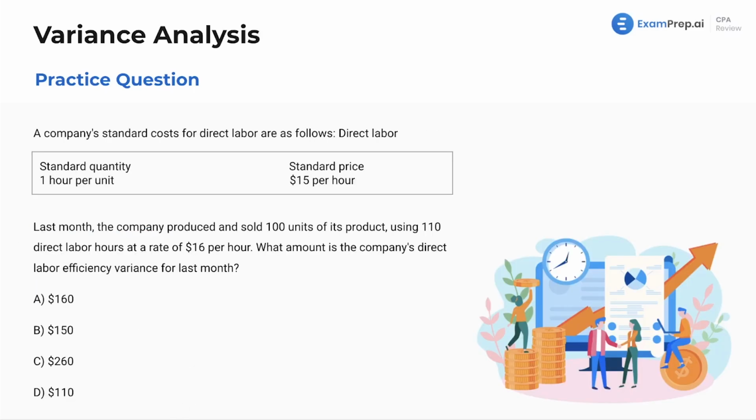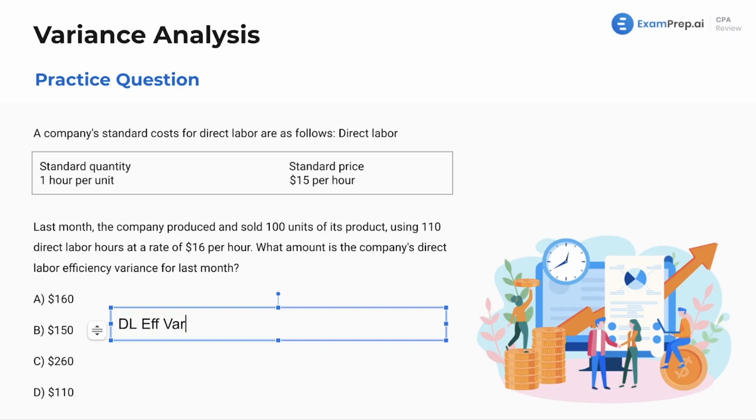Back to some good old variances. Thought you were done. No, we're not. We're rolling through. All right. So what is the company's direct labor efficiency variance? Let's take a look. Well, this formula is going to be actual hours minus standard hours times standard rate. And let's plug and chug. Actual hours seem to be, last month the company produced and sold 100 units using 110 direct labor hours. Great. So we actually did 110 hours.